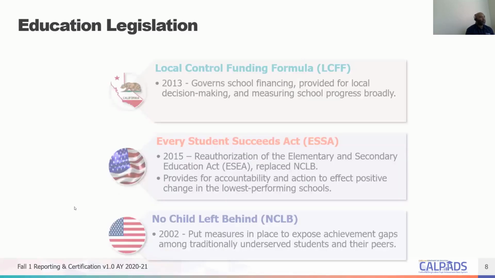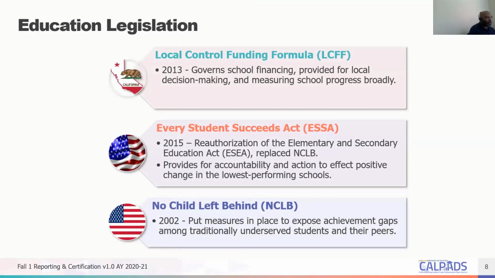And so, you know, why do we submit data for Fall 1, right? It's basically to meet state and federal requirements. And so some of those state requirements are the Local Control Funding Formula, right? We need the enrollment counts so that it could be a part of the LCFF. Also, we need to identify the student subgroups that generate our funding. We need to meet the requirements of the Every Student Succeeds Act. And with that, the remnants of the No Child Left Behind Act.